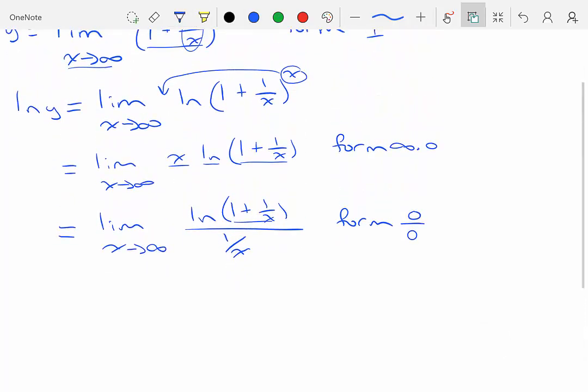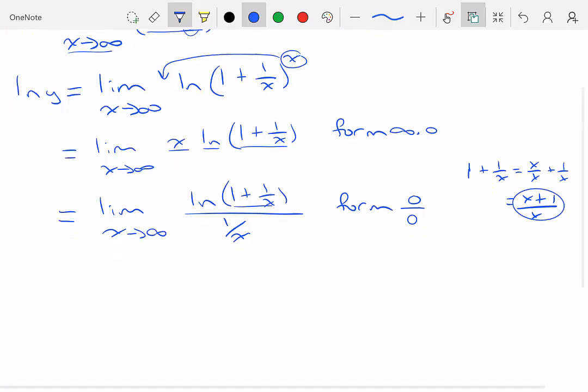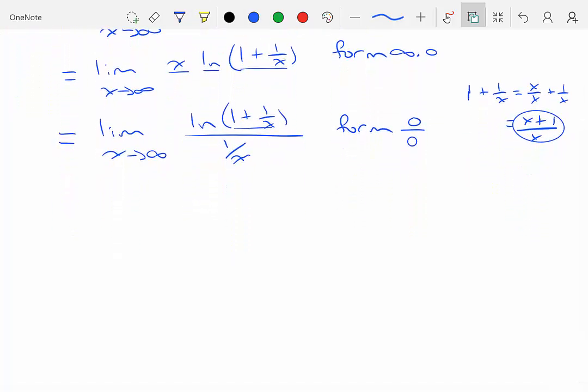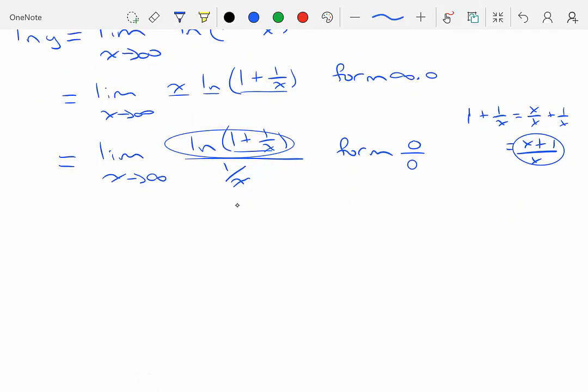One other thing that I'm going to do, because I've done it before and I know that it's easier, is that argument there, 1 plus 1 over x, that could be written as x over x plus 1 over x, which makes it the same thing as x plus 1 divided by x. It's going to be a little bit easier when I do L'Hopital's rule if I think about the ln of x plus 1 divided by x.